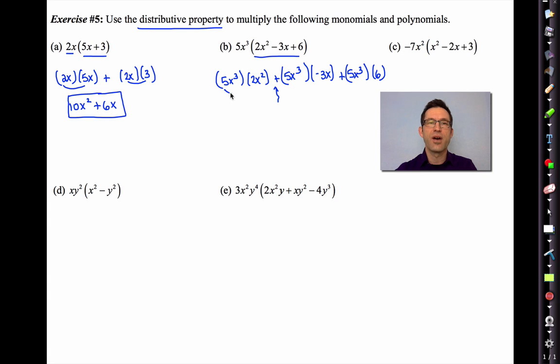Whichever way is easier for you to think about, you should go with, and try to be consistent. Anyway, let's get the final answer. 5 times 2 is obviously 10. X cubed times x squared would be x to the 5th. Now I have 5 times negative 3, which is negative 15. See, now I got that subtraction back. X to the 3rd times x to the 1st will be x to the 4th. Then I'll have 5 times 6, which is positive 30. And then that x cubed comes along for the ride.